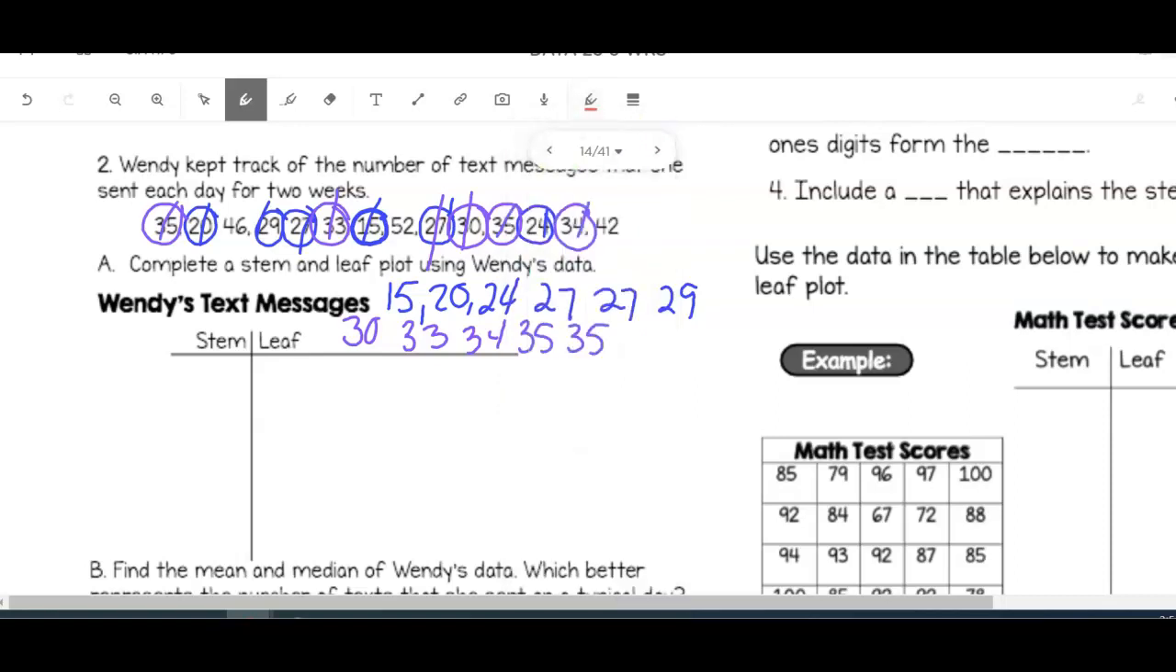Okay, next up is going to be my 40s. I only have a 46 and a 42. I'm going to put them in order. And I'm just going to go ahead and write my 52 over here also. All right, so now that we've got our numbers in order, we're going to write down our stems. So I'm looking at the tens places of all my numbers. My smallest is 15, so I know I have numbers that start with 1. I have numbers that start with 2, 3, 4, and 5.